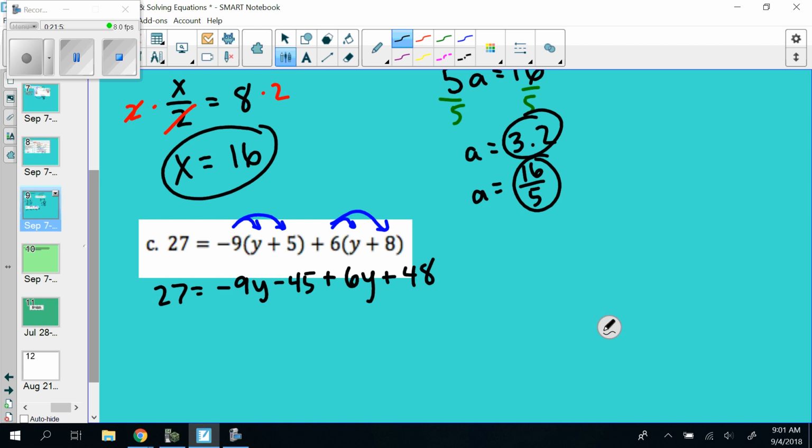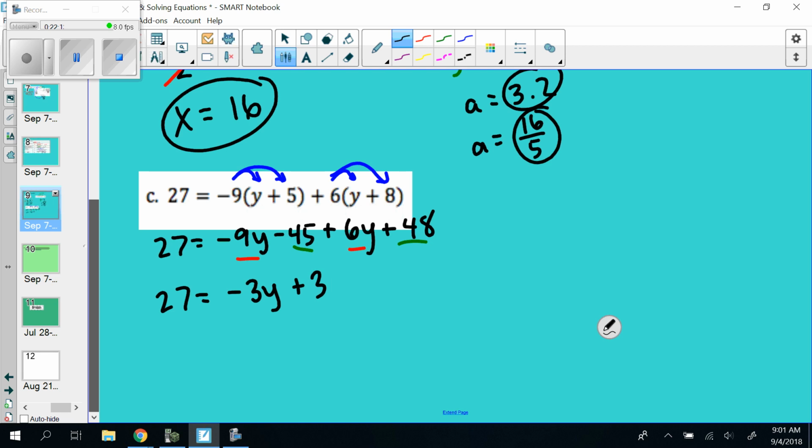Now, like we did on that last problem, combine the like terms. These are like terms. These are like terms. So let's put those together. Combining our like terms, that'd be negative 3y. Negative 45 and 48 would be 3. Now we're starting to get somewhere where this is a little bit easier. Do the opposite now. Let's subtract the 3 to get all our number terms, or constant terms, to the other side. So that would be now 24 over here. Final step, we can divide by negative 3. And we get the answer that y is equivalent to negative 8.